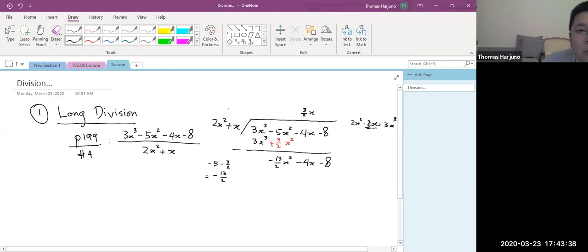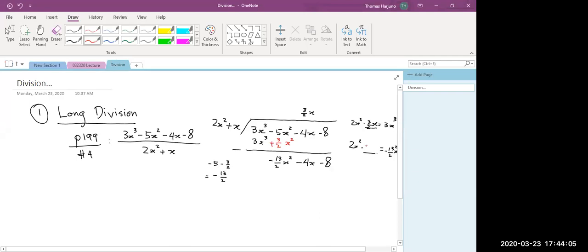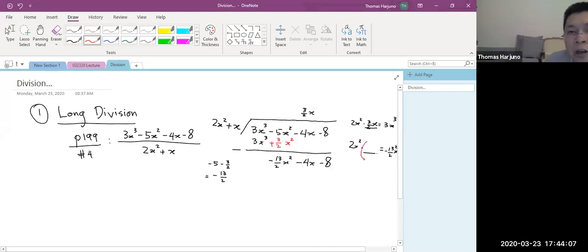Now 2x squared times what gives me negative 13 over 2 x squared? Let me write it here. 2x squared times what equals negative 13 over 2 x squared? Do we need any x? No, so we just need the coefficient. I definitely need a negative, right? Mm-hmm, we change the sign.